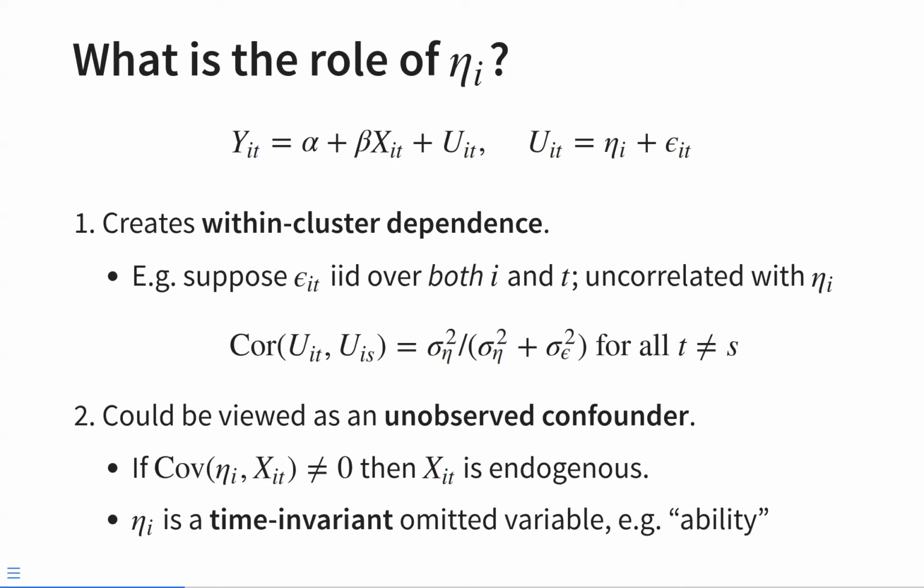Now, we could also view this eta i as a kind of unobserved confounder. So in particular, if eta i is correlated with x_it, well, then that's going to make x_it endogenous. So perhaps eta i is some kind of time invariant omitted variable. It has to be time invariant again because it has only an i subscript and no t subscript. So in a wage regression, maybe you could think of eta i as some kind of ability. And if you want to think about it that way, it would need to be a sort of ability that does not improve as you spend more years on the job or as you get more education.